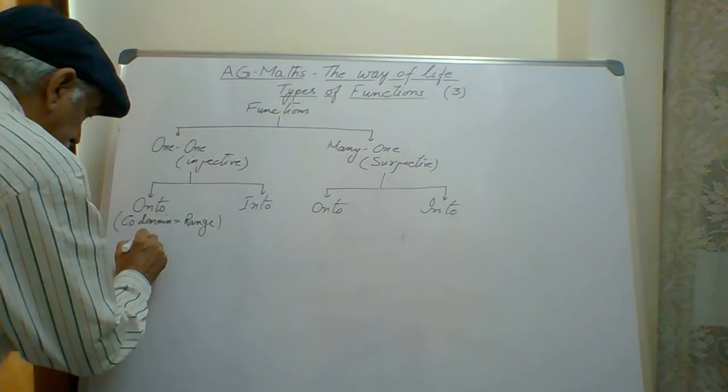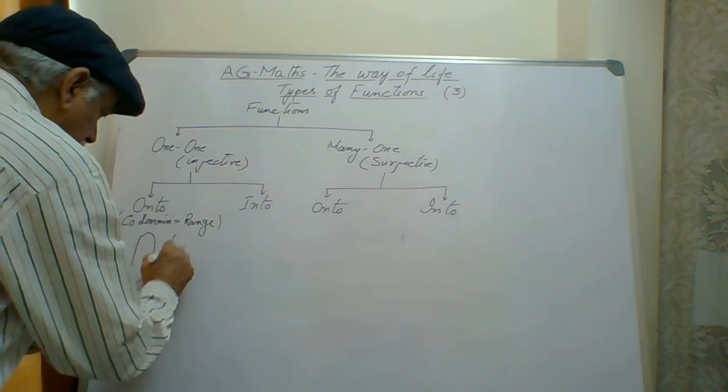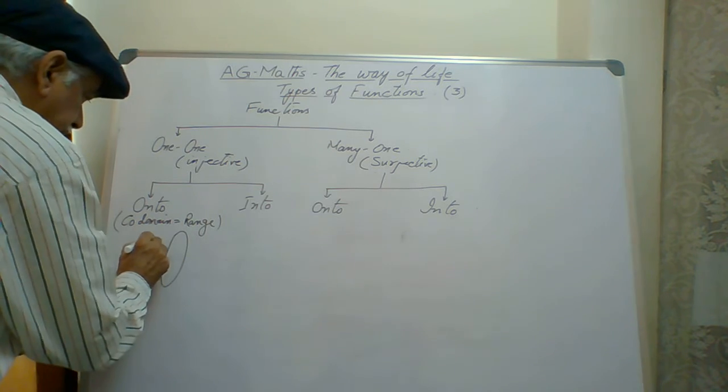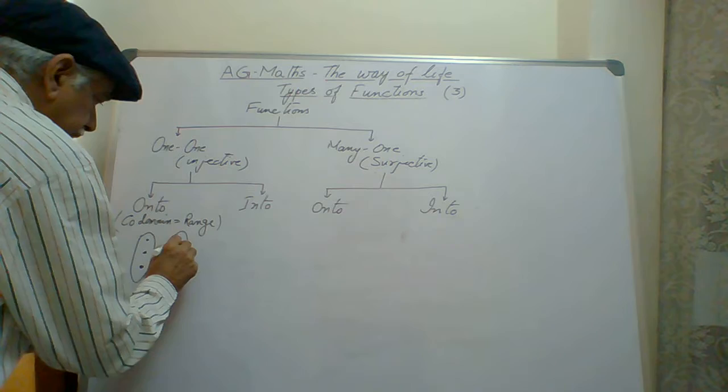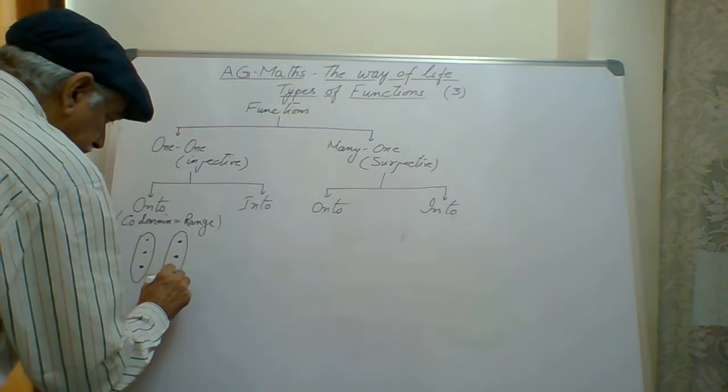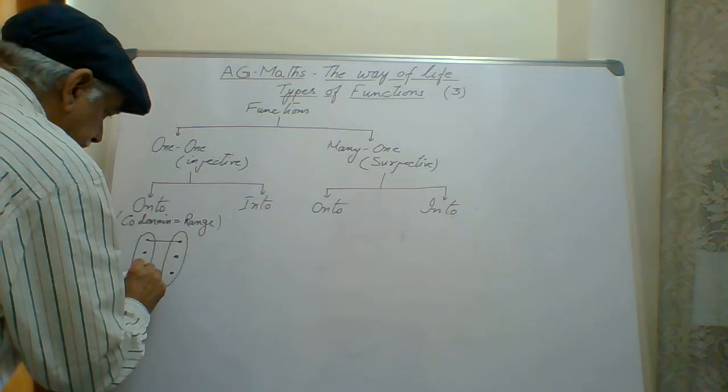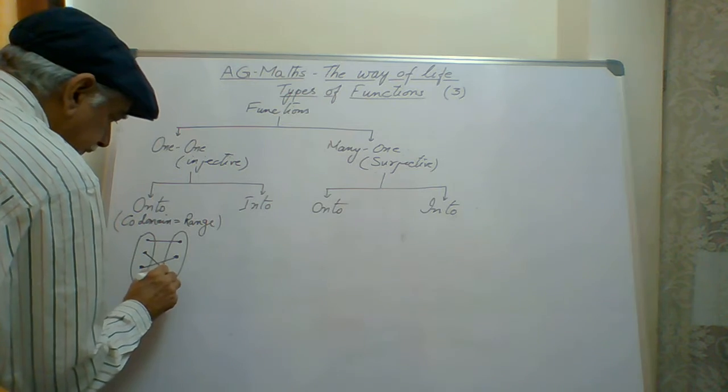Now, to explain it further, if we have two sets and we have three elements here and we have again three elements here, and each element is connected like this.